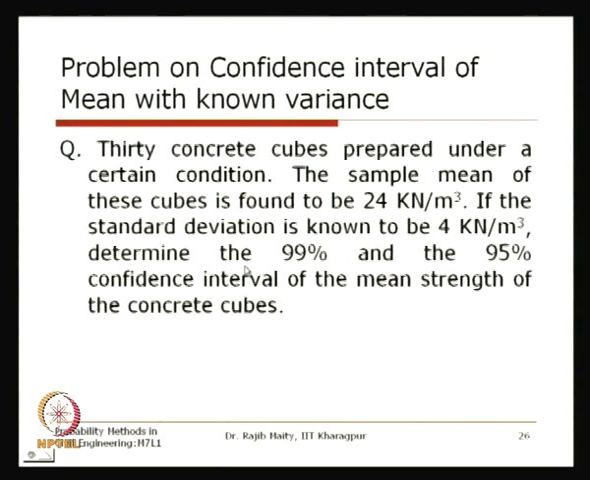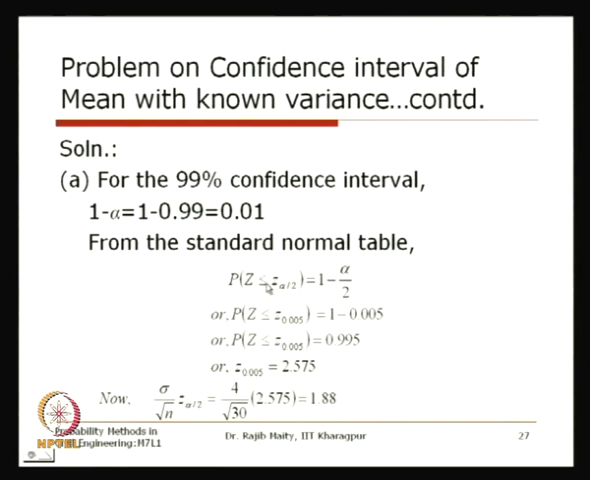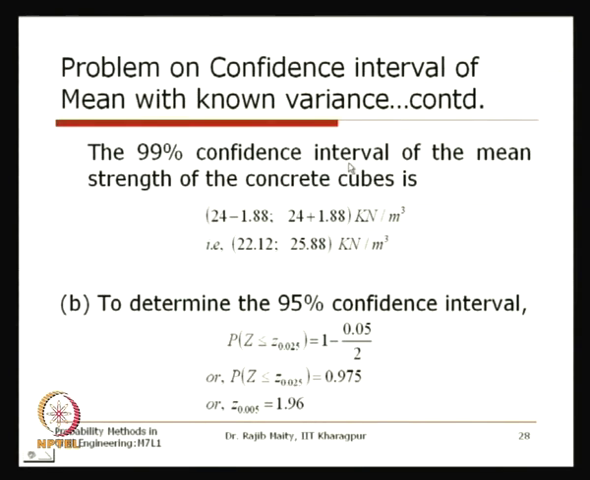Okay. So if we want to solve this, first of all we will get the quantile value for this z alpha by 2, for this 99% confidence interval, from the standard normal table. You can see that it is 2.575, which is the z alpha by 2 value. So sigma by square root n multiplied by z alpha by 2 is equal to 1.88. So the 99% confidence interval will be the mean minus 1.88 and mean plus 1.88. So this confidence interval is 22.12 and 25.88 kilonewton per meter square.